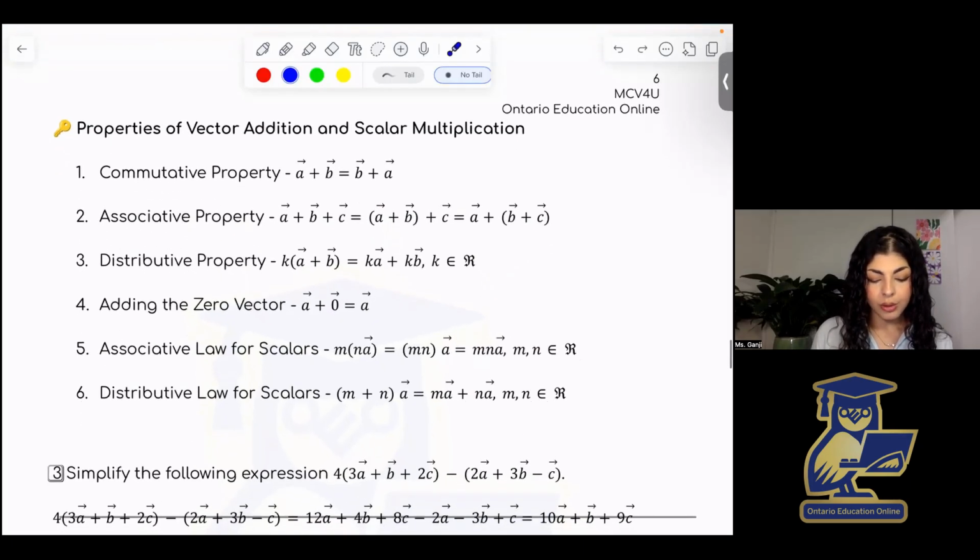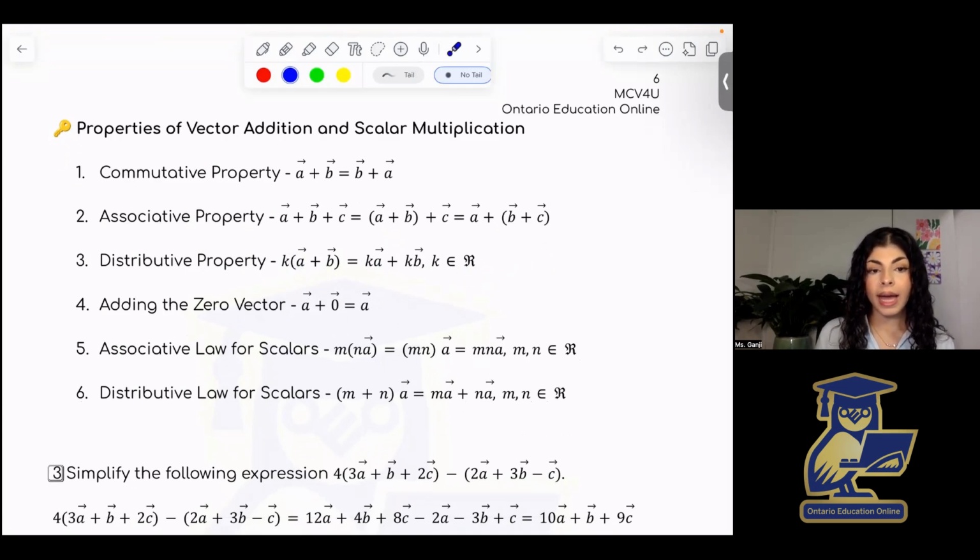With scalars, we also have a distributive property. So if you have k times the vectors a plus b added together, then the scalar multiplication can be distributed. So we have k times vector a plus k times vector b, given that k is a real number.